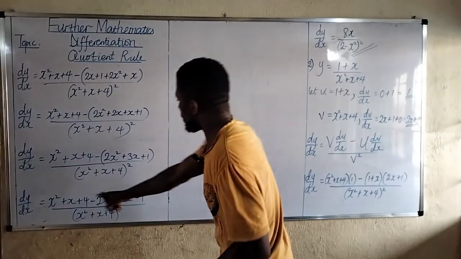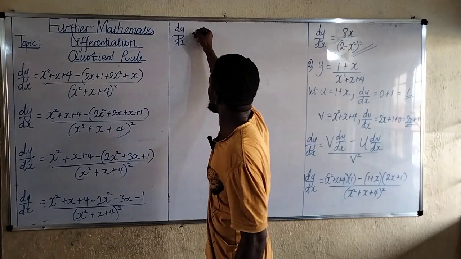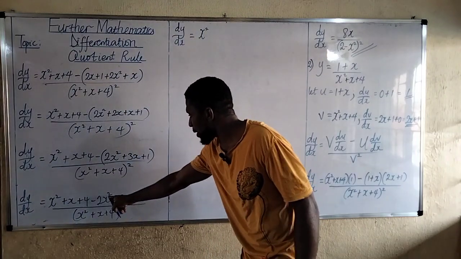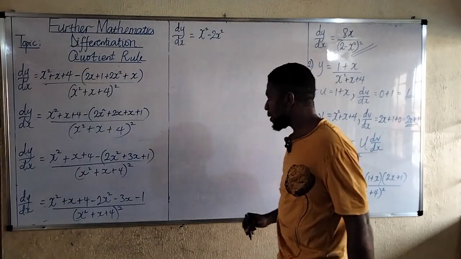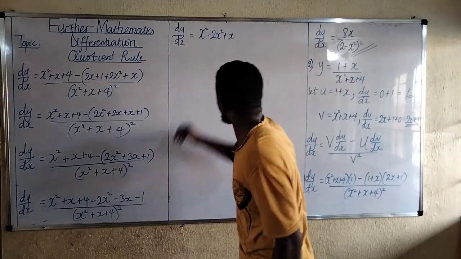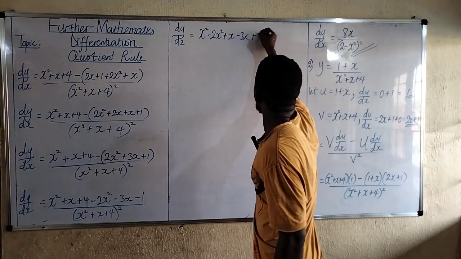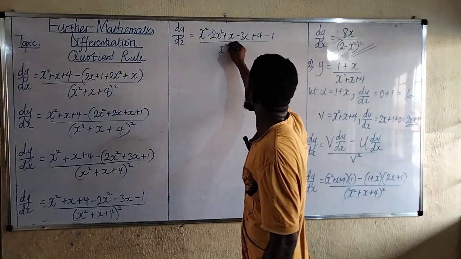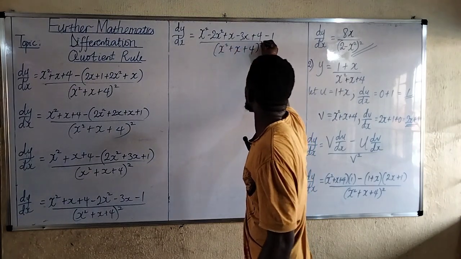So collecting like terms here, I'll have my dy over dx equal to, first one I have is x squared. Which one is having power 2 again? Minus 2x squared. Next will be the ones with x. I have plus x. Here I have minus 3x. So they are alike. Then here I have plus 4, and here I have minus 1, all over x squared plus x plus 4, all raised to power 2.